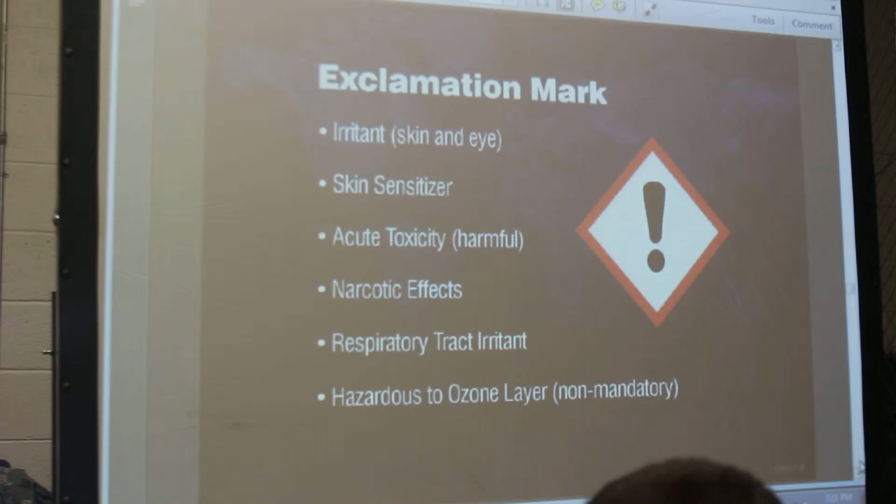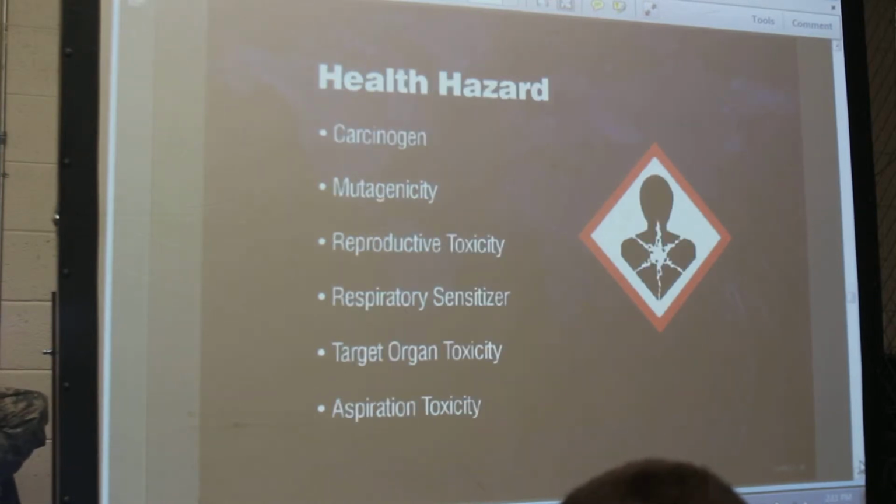Exclamation mark. Irritant, skin and eye, skin sensitizer, acute toxicity, harmful, narcotic effects, respiratory tract irritant, hazard to ozone layer, non-mandatory. Next slide. Health hazard, carcinogen, mutagenicity, reproductive toxicity, respiratory sensitizer, target organ toxicity, respiratory toxicity. Next slide.